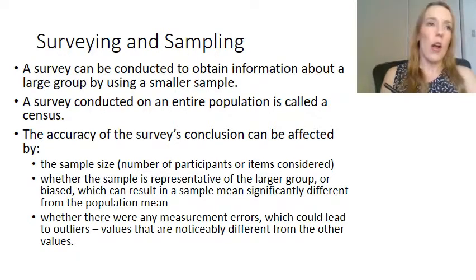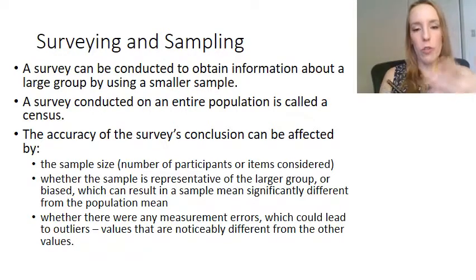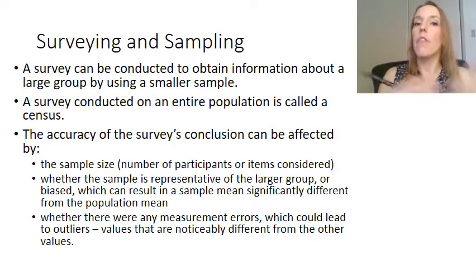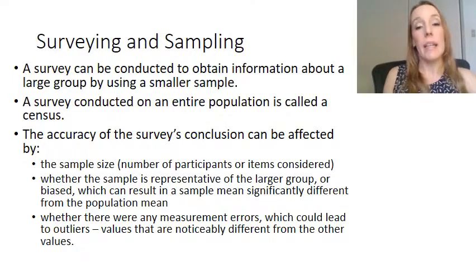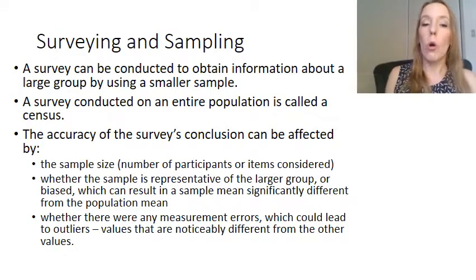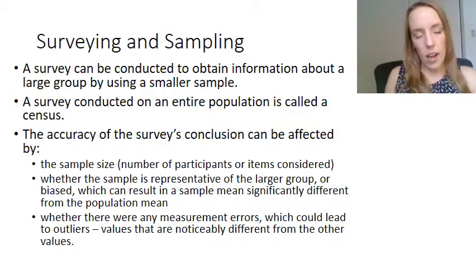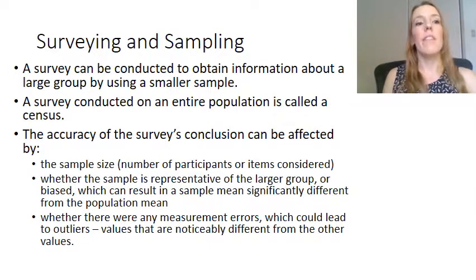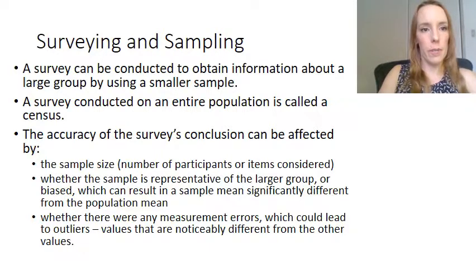So that wouldn't work. Another example would be, what's your favourite drink, and you're standing outside a Boost Juice in Caboolture, that's not going to be representative of everyone in Australia. So you need a bit of a mixed sample that could represent the whole group. The last one was whether there are any measurement errors which could lead to outliers, so values that are noticeably different from other values. So is the way that you're measuring going to be incorrect, which could lead to these outliers. And remember, outliers are values that are significantly smaller or significantly larger than the rest of the values.